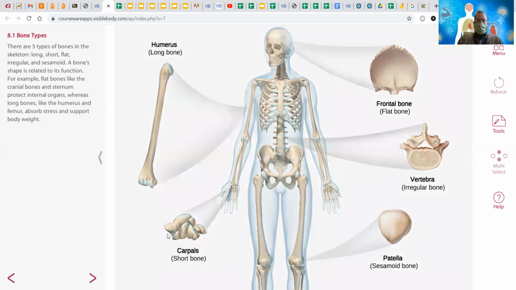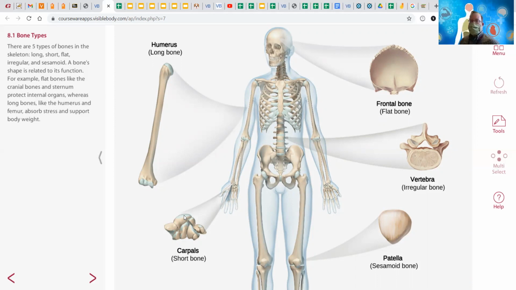We have what are called short bones. If we have a long bone, we must have short bones. And short bones generally we would think of as being the wrist bones and the ankle bones. So the carpals and the tarsal bones. Not much other than that, really, with short bones.